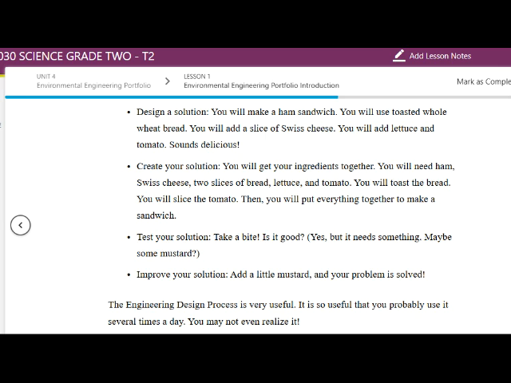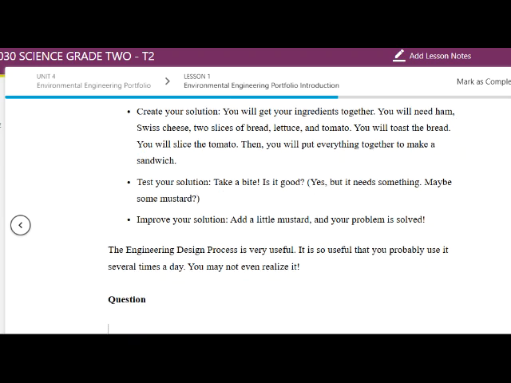Sounds delicious. Create your solution. You will get your ingredients together. You will need ham, Swiss cheese, 2 slices of bread, lettuce, and tomato. You will toast the bread. You will slice the tomato. Then you will put everything together to make a sandwich. Test your solution. Take a bite. Is it good? Yes, but it needs something. Maybe some mustard. Improve your solution. Add a little mustard and your problem is solved.